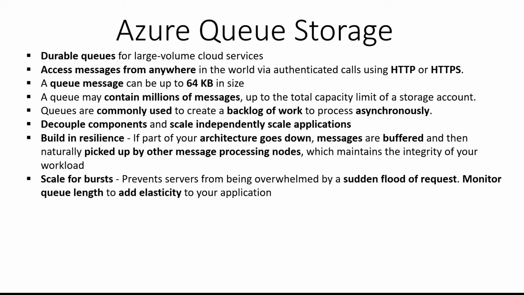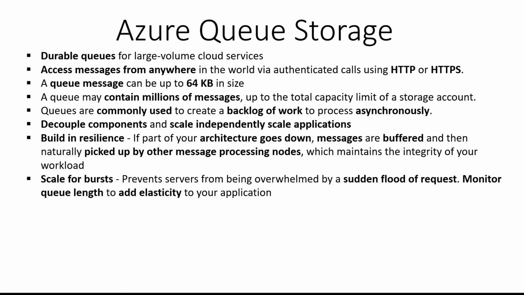So this is a perfect resilience use case, and all the microservices patterns nowadays use this queue storage concept. If your architecture is split into both applications A and B, which are talking to each other, to be resilient, then the queue storage could be the medium in between. So if part of the architecture goes down, the messages are buffered, and they are naturally picked up by other message processing nodes, which maintains the integrity of the workload. So that's what I said.